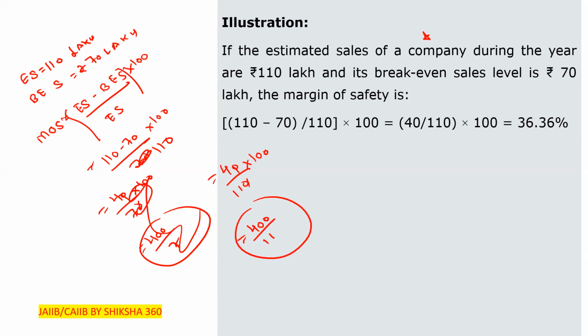Hope all of you are able to understand. Just simply remember the margin of safety: estimated sales minus break-even sales upon estimated sales into 100. That is the margin of safety. Now, after that, we will move towards the next point.